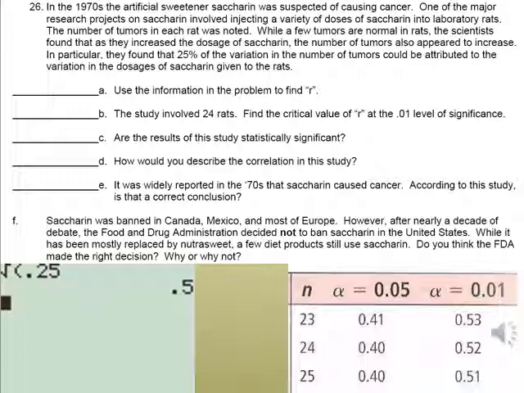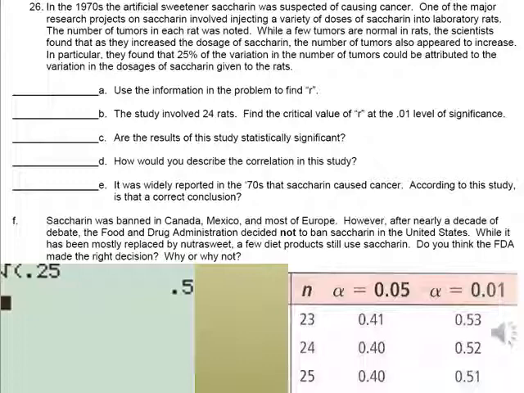and again we're supposed to find R, so what I did is I took the square root of 0.25, and part A is going to be 0.5. Then they ask you a question about whether this was significant. It says the study involved 24 rats, find a critical value, and it says at the 0.01 level of significance. Well, if you go to the table and you look up 24, you'll notice that the cutoff line that goes with 0.01 is R would be 0.52.